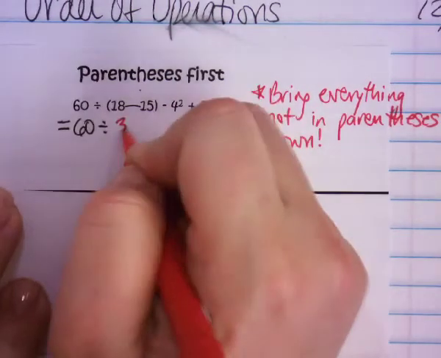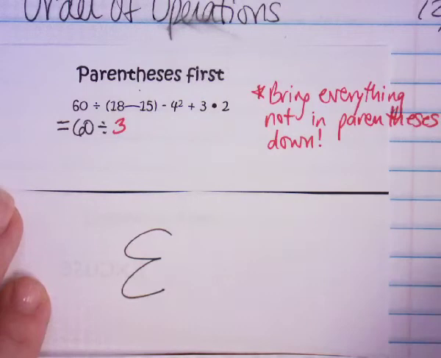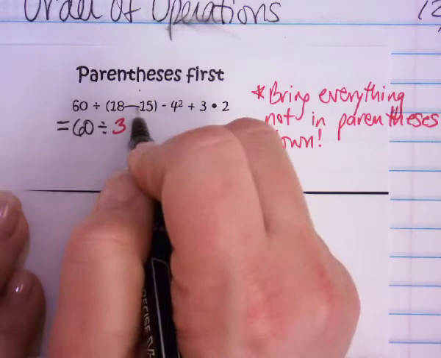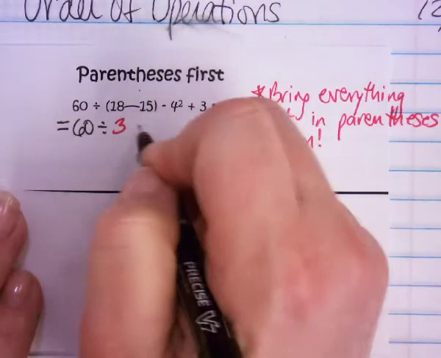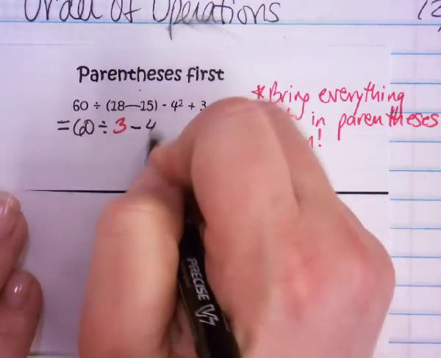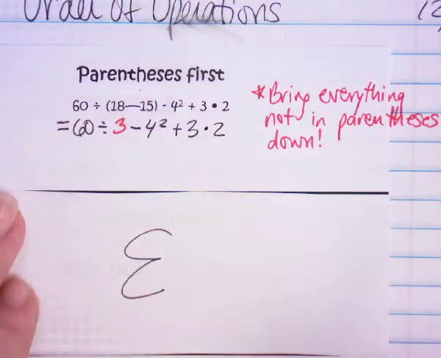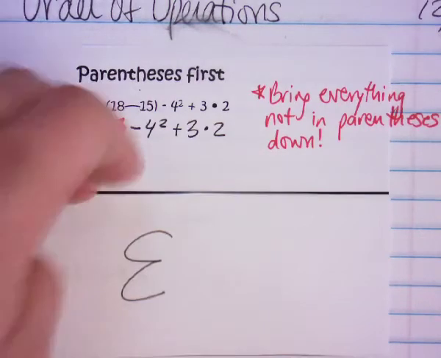3. Write it in red. Do you see any more parentheses? No. It's just a really long one. It's that font that it was typed in. So I'm going to bring everything else down. Minus 4 squared plus 3 times 2. Now we talked yesterday that the dot in the middle means times. Okay. Now let's open the E.